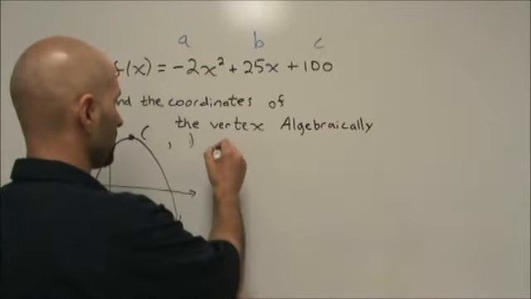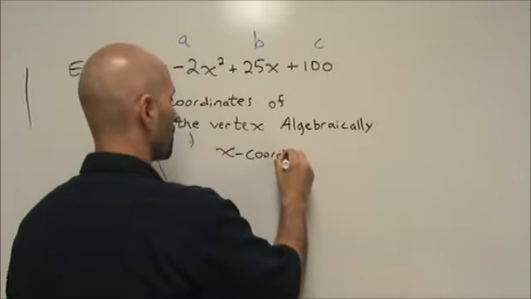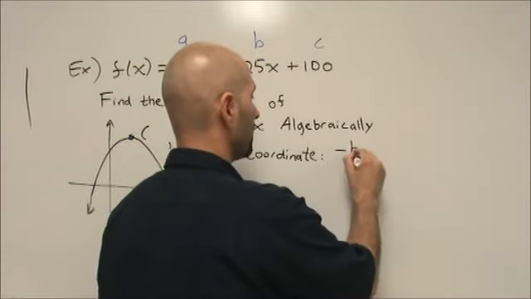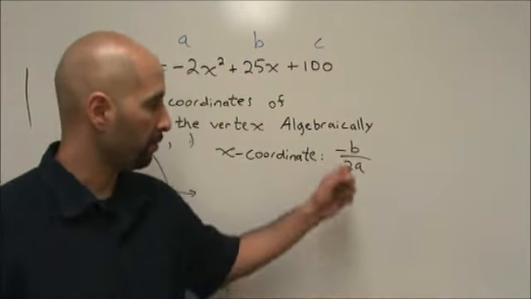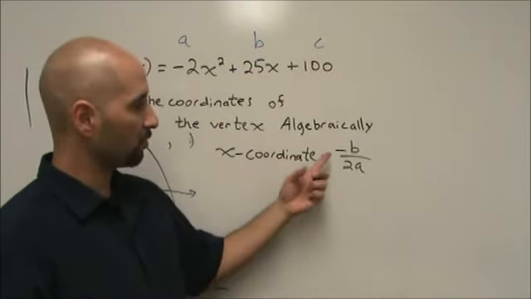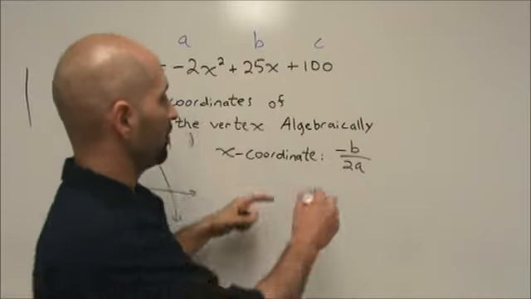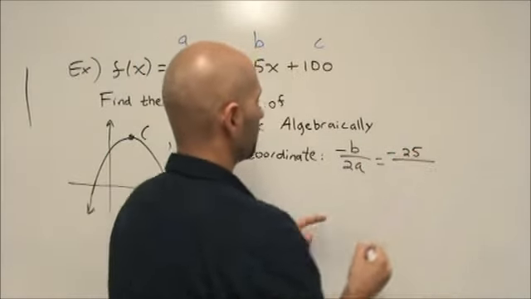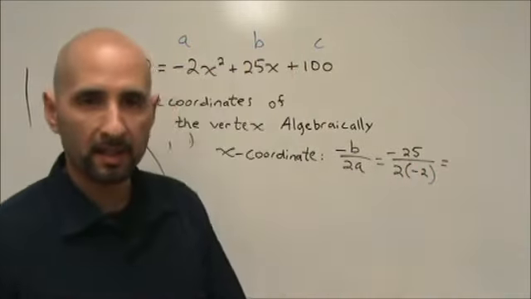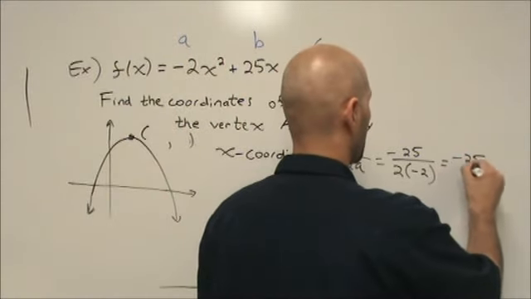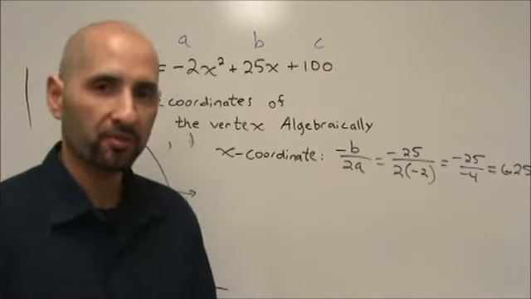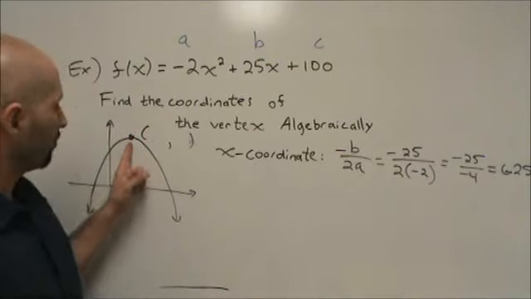Real simple, the x coordinate can be found by using a formula, negative b over 2a. And the b and the a come from the coefficients of the linear term and the quadratic term. So this is the x coordinate, this is how we calculate it. So b being 25, we have negative 25 over 2a. And so we can calculate that fraction, that's negative 25 over negative 4, or 6 1/4. 6.25 is the x coordinate of that point right there.